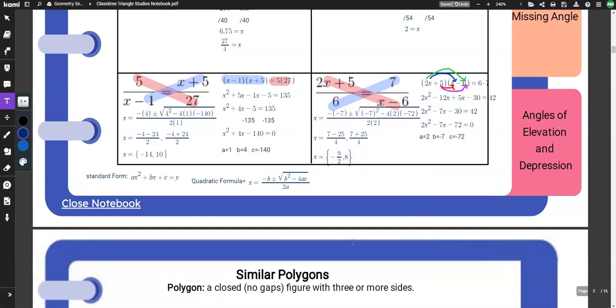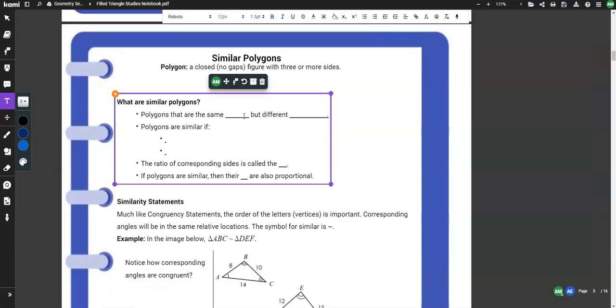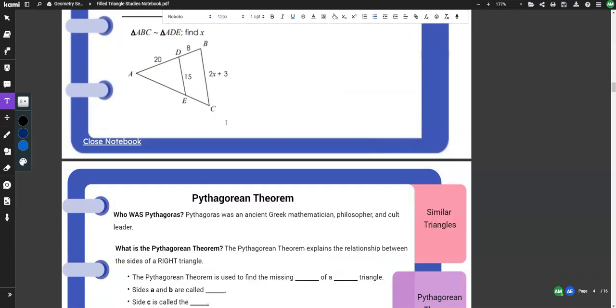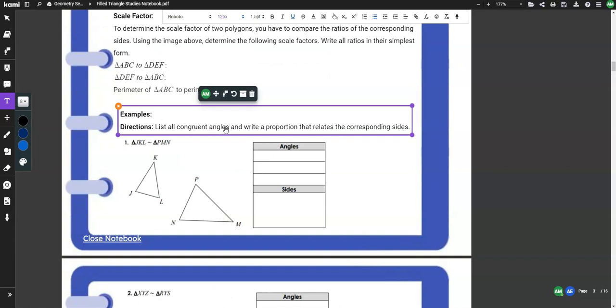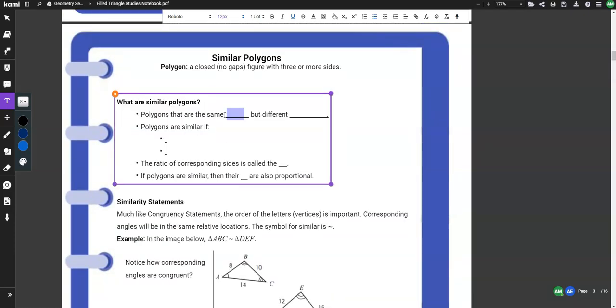Don't fret, we're not going to use it too much immediately, but we will be using it soon. All right. Next set of problems, we're going to talk about similar polygons and specifically similar triangles, but similar triangles are the same as all similar polygons. Okay. So similar polygons: polygons that are the same shape but different sizes.